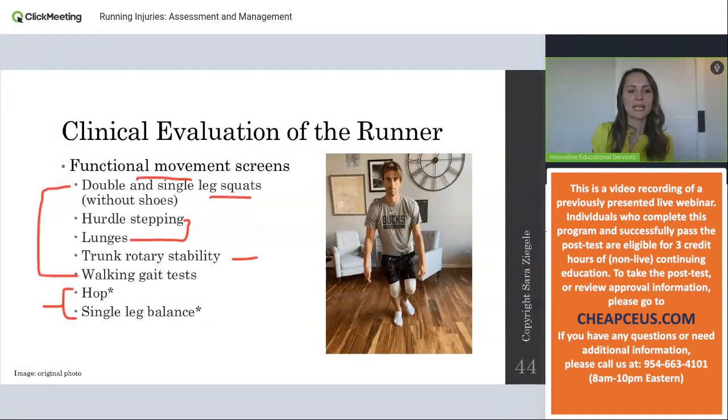I personally really like hop tests because they show us how someone handles impact, how they handle impact propulsion, but then also how they accept load. So I like to add that in. Single leg balance, because usually if someone can't stand on one foot, I'm not sure how much stability I'd expect them to have when they're running.